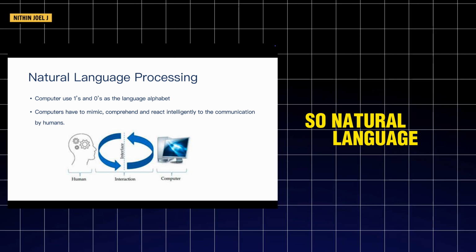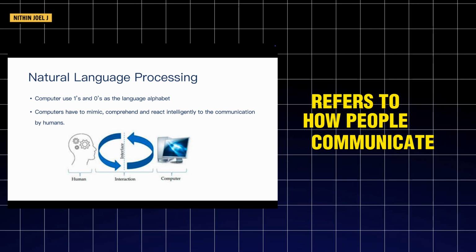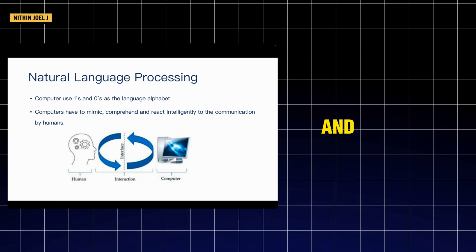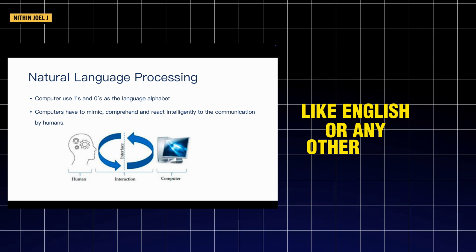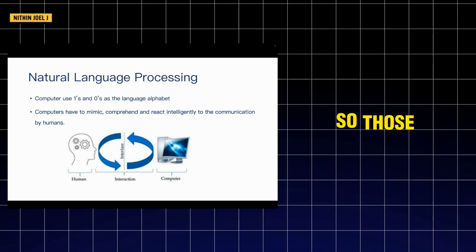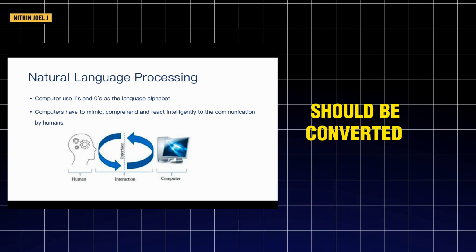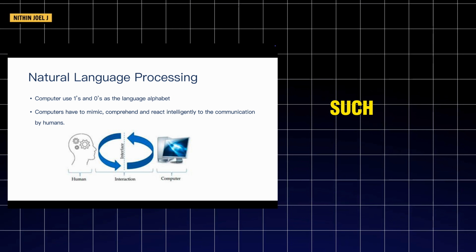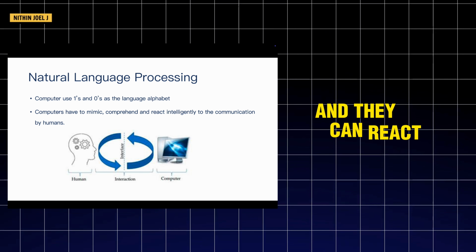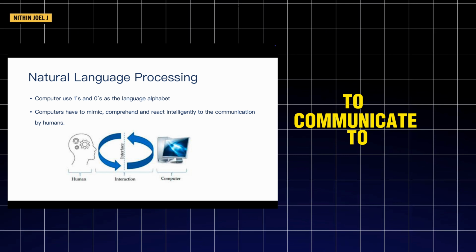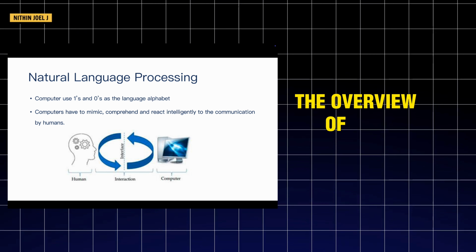So natural language refers to how people communicate with one another, and humans regularly communicate in many different languages like English or any other regional languages. So those languages should be converted into ones and zeros such that computers can understand and they can react intelligently to communicate with the humans. So this is called the overview of natural language processing.